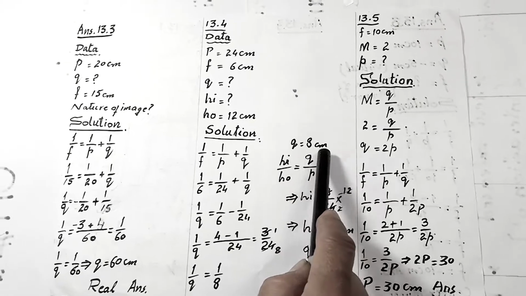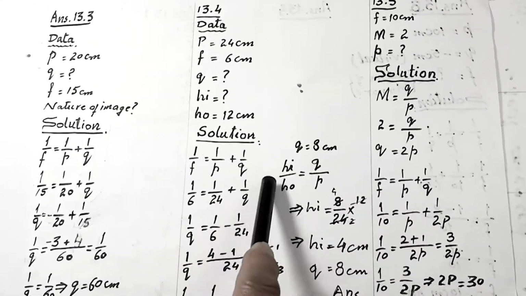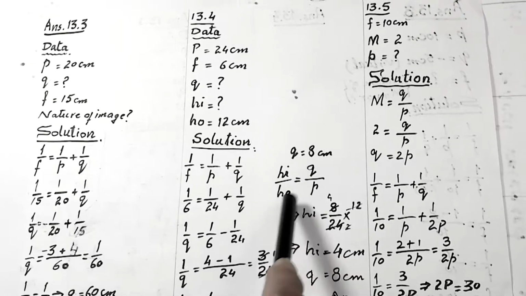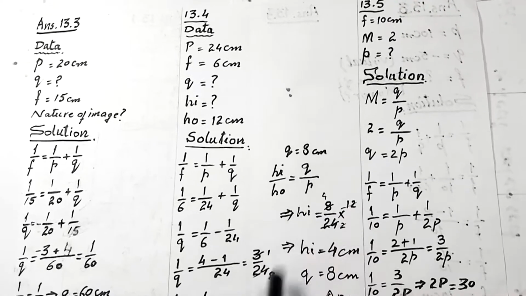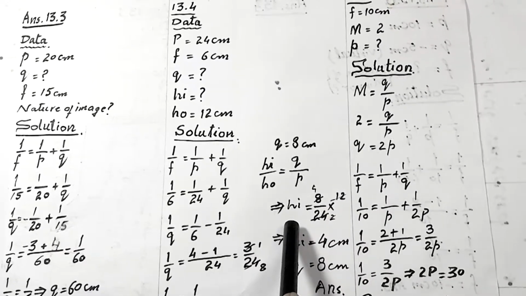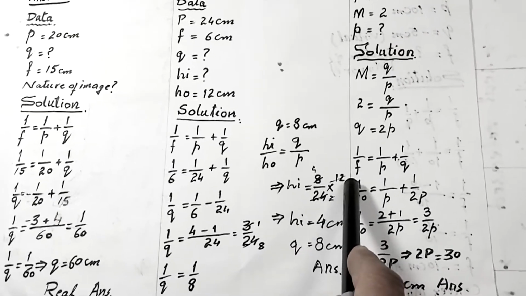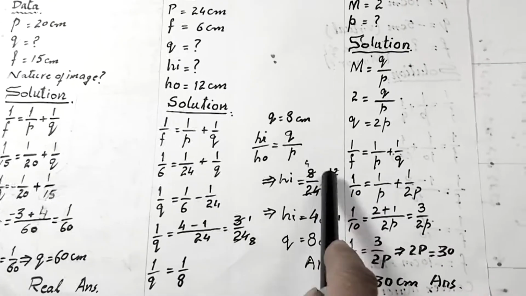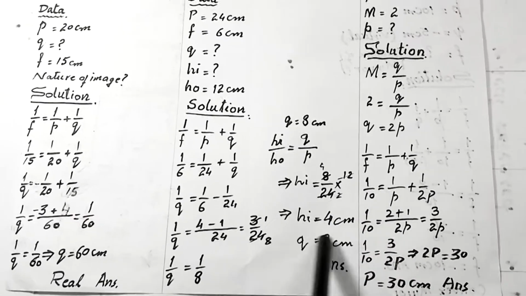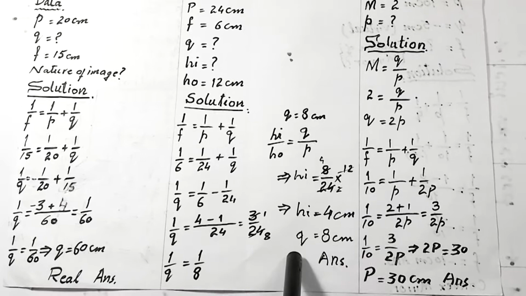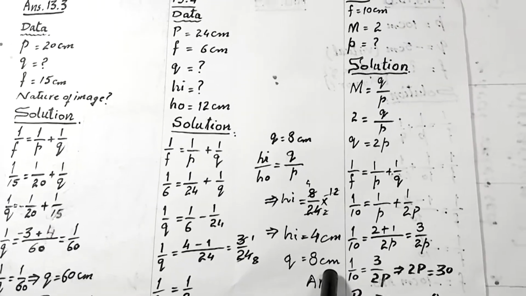Now by reducing it, it comes 1 upon 8, and by inversing, Q, the image distance, is 8 centimeter. Now we will find the height of the image. HI upon HO is equal to Q upon P. Here HI is equal to 8 upon 24 multiply 12. All these values are given. Now HI is equal to 4 centimeter. So Q is 8 centimeter.